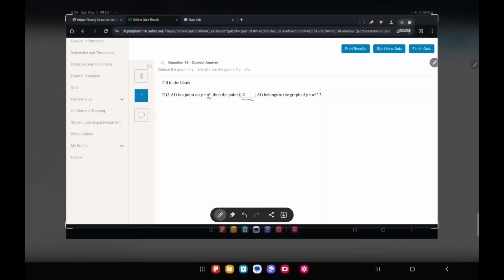Okay. If we're adding 4 in the power, remember, if we're adding in the power, that means it's horizontal, right? So it's either left or right. And since we're adding, you do the opposite. So since we're adding, it means 4 to the left. So if I had (2, 81), and I want 4 to the left, where's it going to go? 4 to the left becomes (minus 2, 81). Just do 2 minus 4. So that means my x becomes minus 2, and the point is (minus 2, 81).